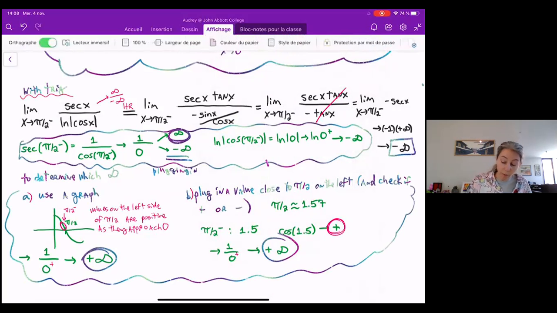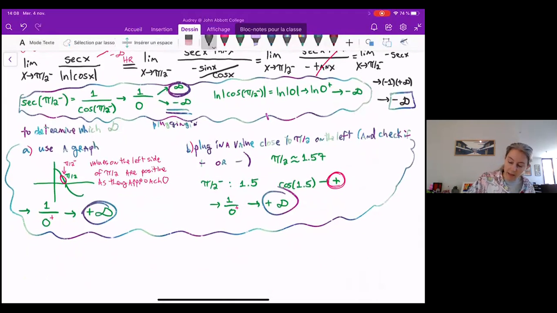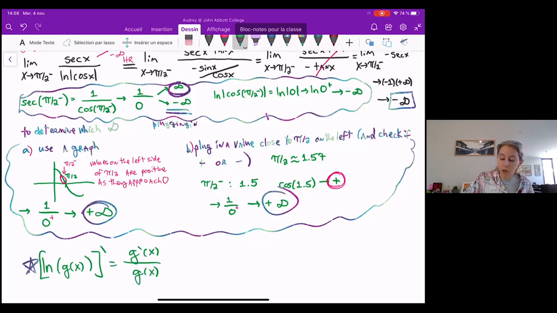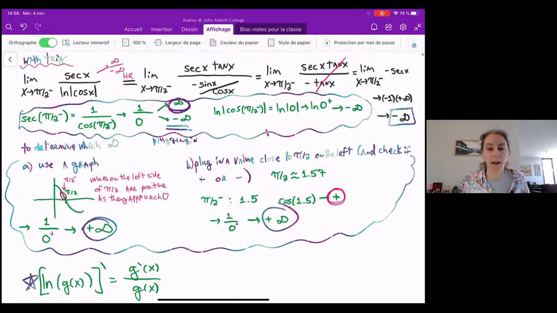And I just want to remind you guys before we look at some other problems that natural log of a function, so ln of a function, if I want to take the derivative of that, then I do the derivative of the inside function divided by the function itself. So that's what I did up here when I did the derivative of ln of cosine. All right, so these trig problems can be quite challenging, and it really is going to be important to be comfortable with those trig identities.